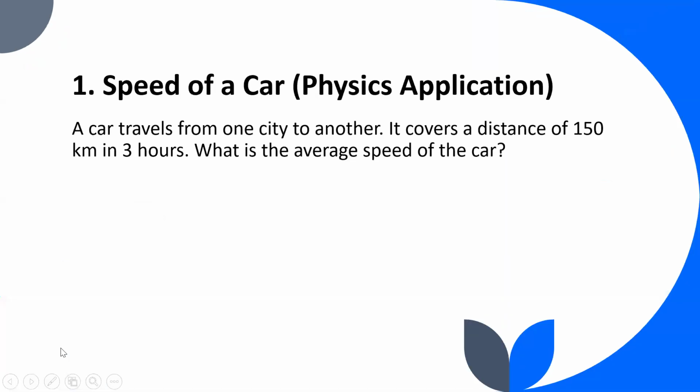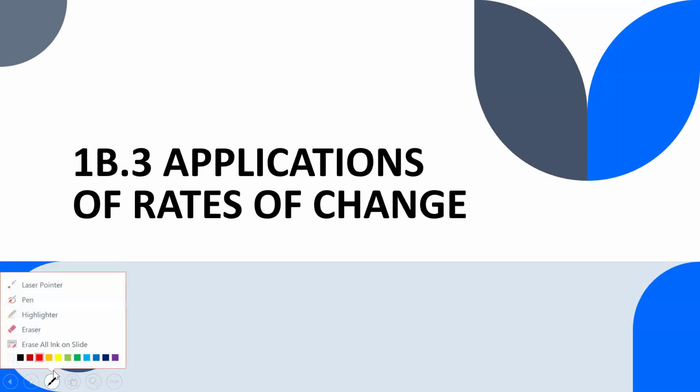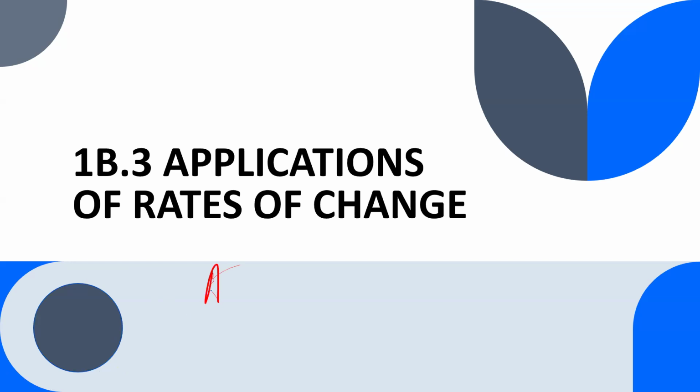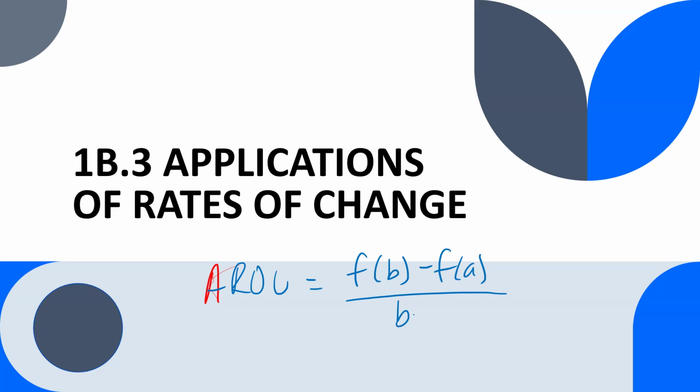Let's try that again. It didn't want me to write. When you're finding the average rate of change, it's going to equal f of b minus f of a over b minus a.